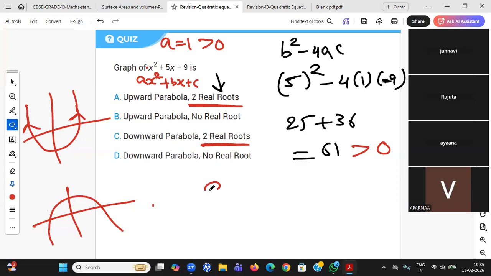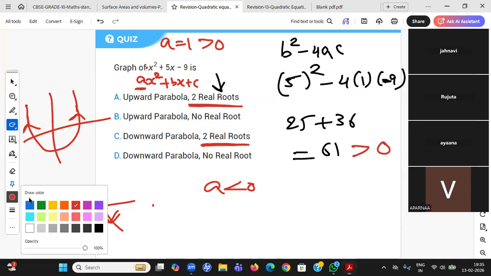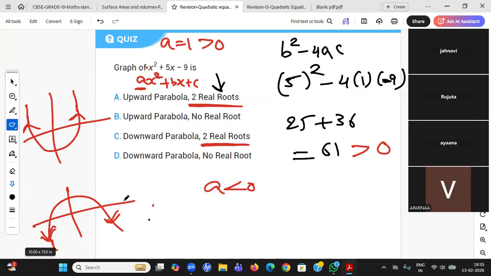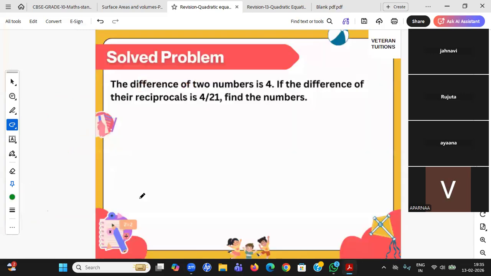Whenever A value is less than 0, it is a downward parabola. If you draw the graph of this particular thing, it will give an upward parabola because the coefficient of x square, which we are calling A, is greater than 0. If in any other question A is less than 0, that will be a downward parabola. Downward doesn't mean the peak, student. Downward means the opening, wherever that particular parabola is going to infinity. Understood, Tanushri, now? I think we finished now. Okay.